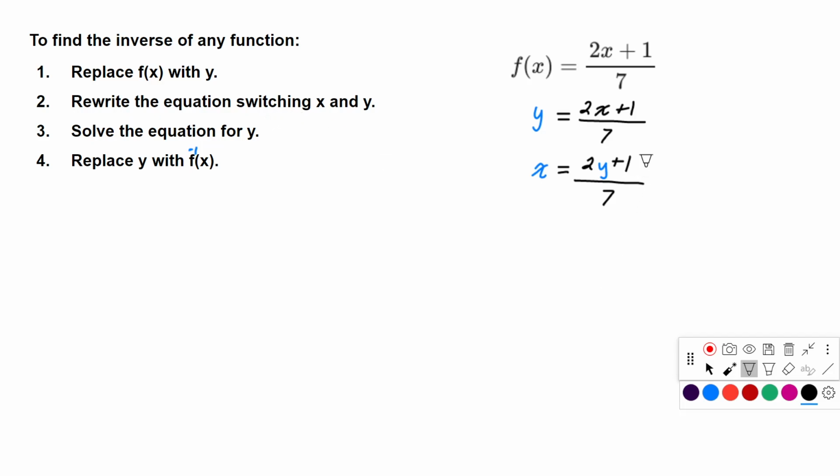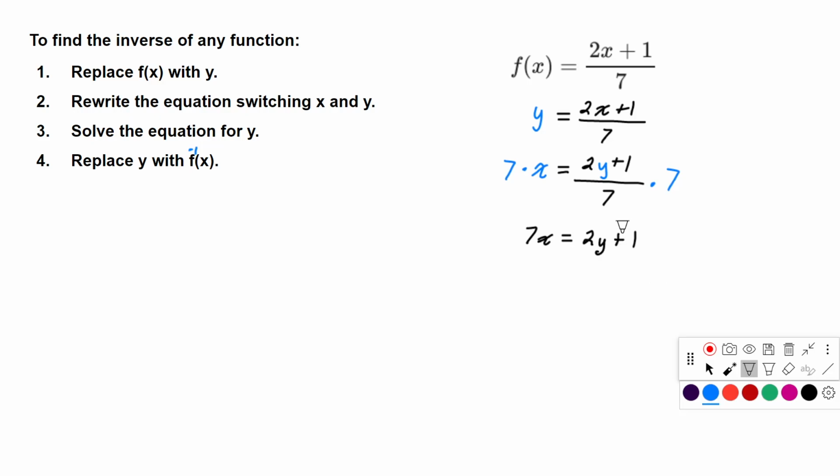The first thing I'm going to do is undo this divide by 7. The inverse of division is multiplication. So both sides will get multiplied by 7. We will now have 7x equals 2y plus 1 as our equation.